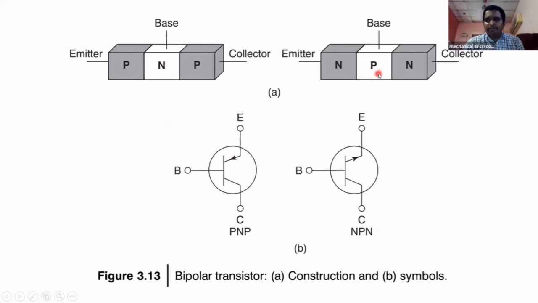Now the NPN transistor. Here P is in the middle, and N is the emitter and collector. Here also the direction is from P to N only. If the arrow is towards the base, it is a PNP transistor. If it is away from the base, it is an NPN transistor. The arrow is always from P to N, not N to P. Based on the direction, we can identify which one is PNP and which is NPN.